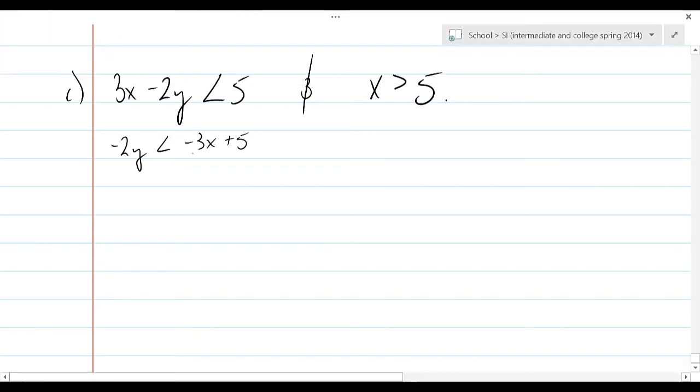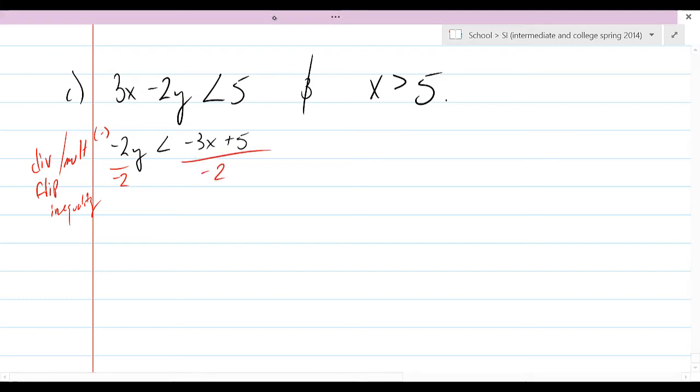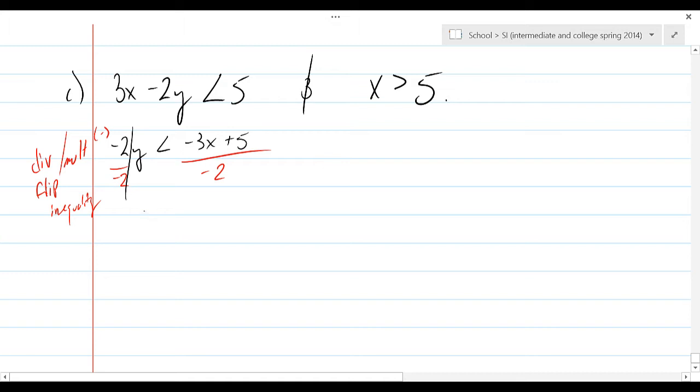Here's where everything gets a little bit complicated with these. Whenever you divide or multiply by a negative number, you flip the inequality. Okay, so let's see. If I divide by negative 2, these will cancel, and I'll have y, actually that should be positive, 3 over 2x minus 5 over 2. Now, what about the inequality? Well, it's flipped, so it's this way now. Okay, as long as we all understand.